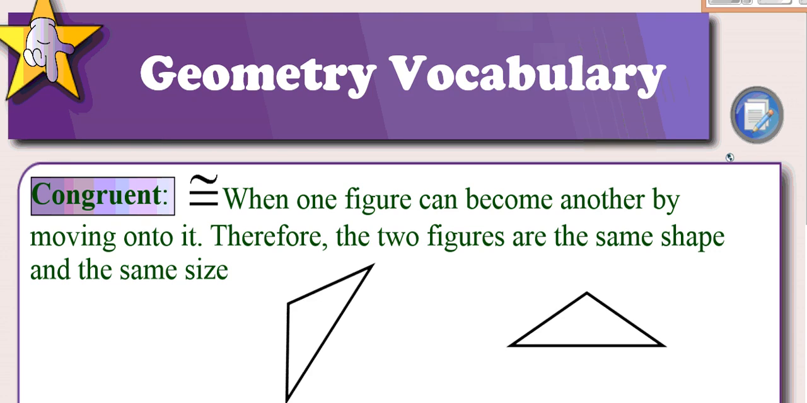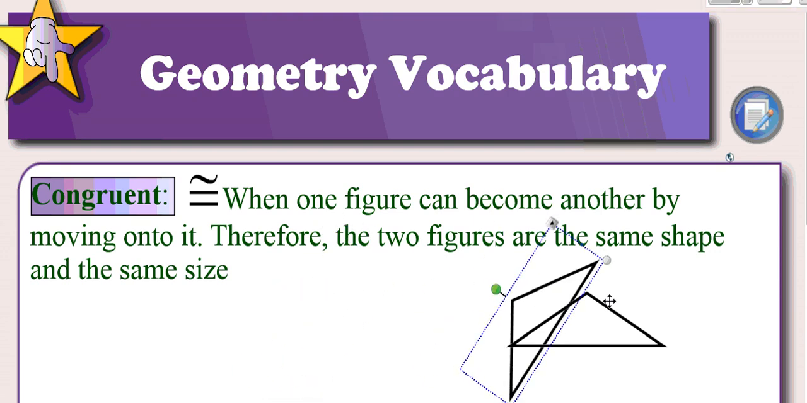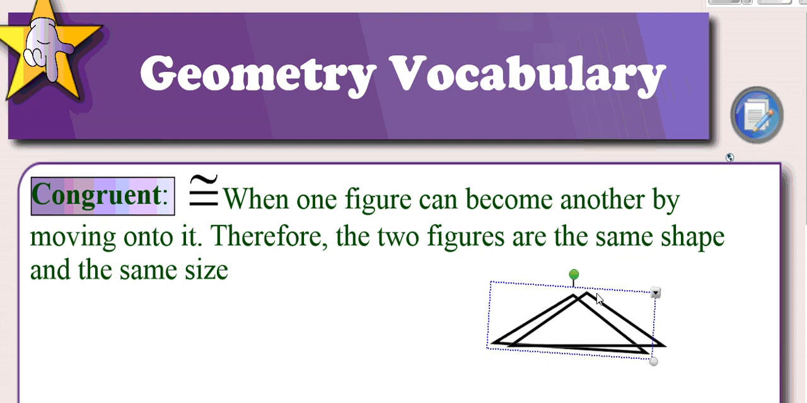So here's two triangles. You can show that they are congruent because you can move them onto each other. So they're the exact same size, the exact same shape. You can move them onto each other. They're congruent.